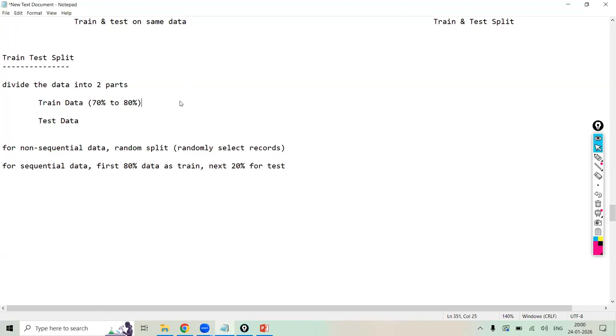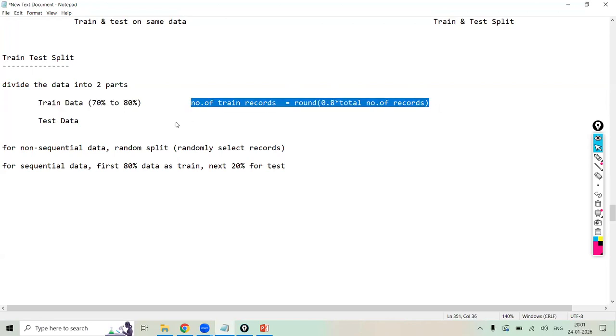Now, how to select the number of records? The formula: number of train records is equal to 0.8 times the total number of records. Generally we consider 80%. For example, if they have given 110 records, 110 into 0.8 means 88. So just apply the round function on this.